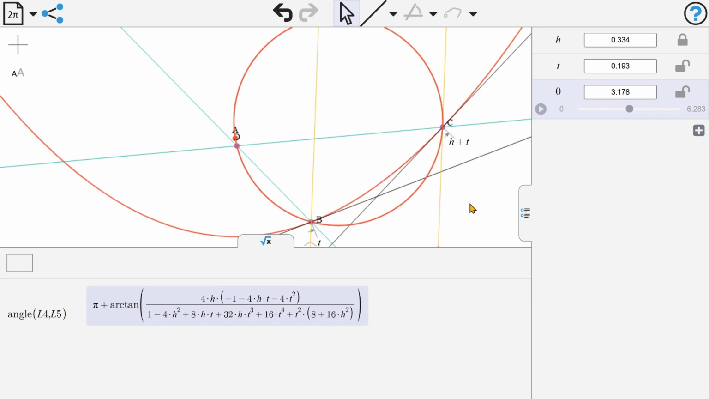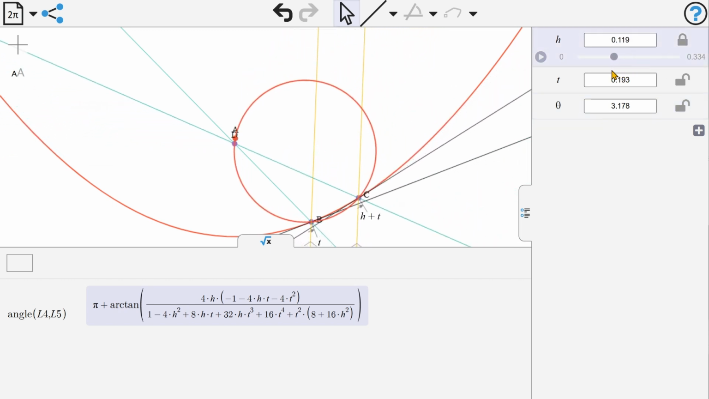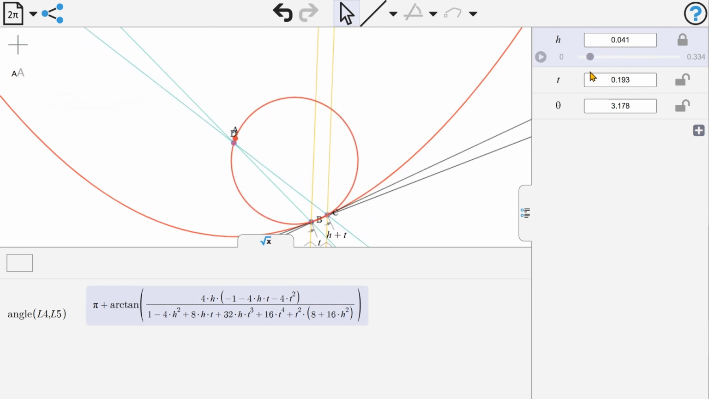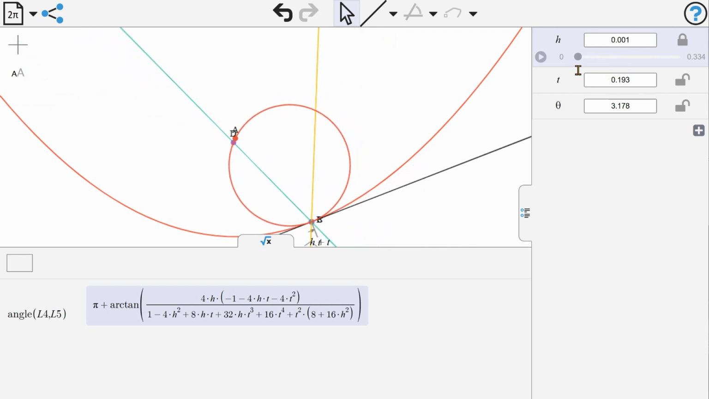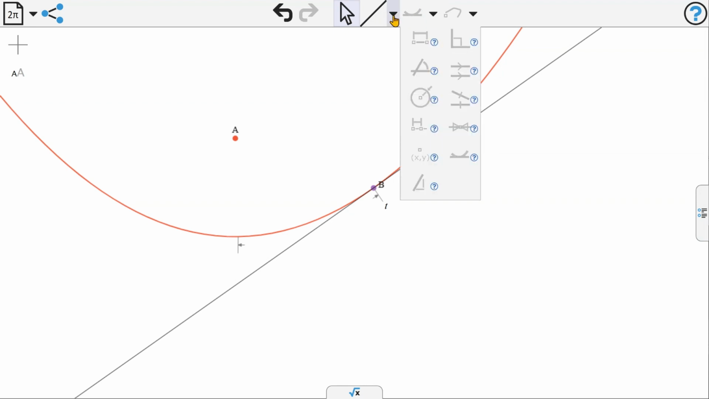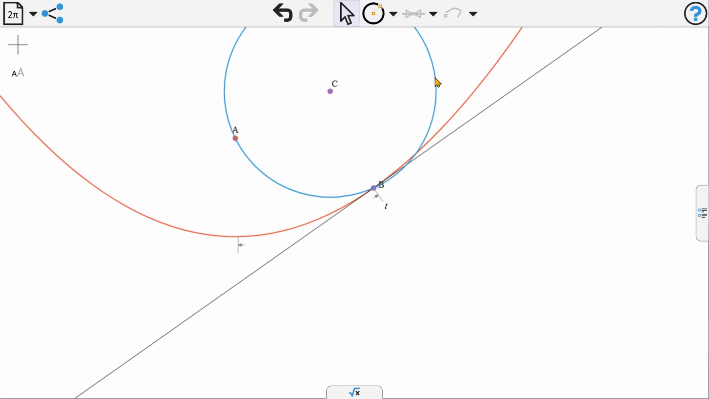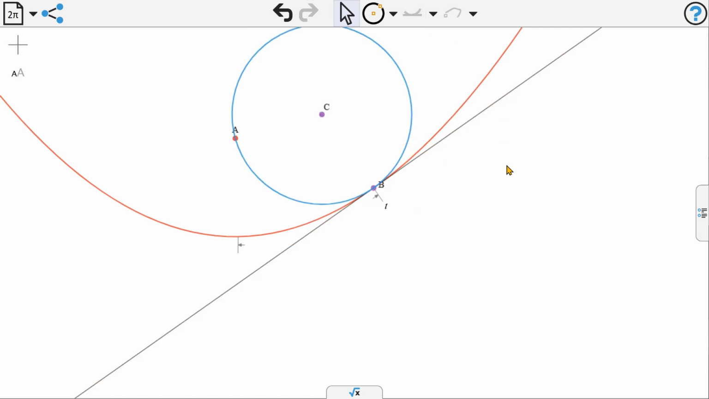So if we reduce h down towards zero, in the limit, we're going to see that that circle becomes the circle through the focus, through the point on the parabola, tangential to the tangent to the parabola at that point. So I'm going to just start off there. There's my point on the parabola. Here's my circle. Goes through the focus, goes through the point of the parabola, and is tangential.